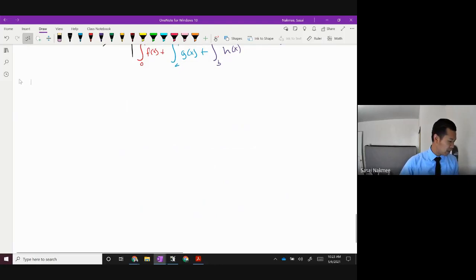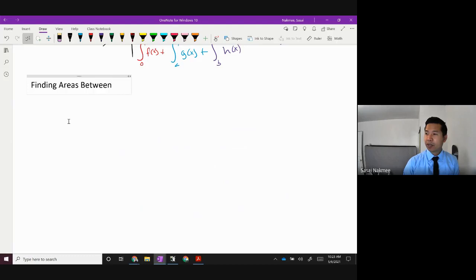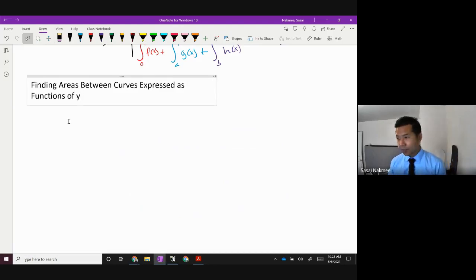So just write, this will be the next title here. Since this is the title, let's make it a little bigger. Let's make it 22. Sometimes they'll ask you to find areas between curves expressed as functions of y. So let's take a look at this one.